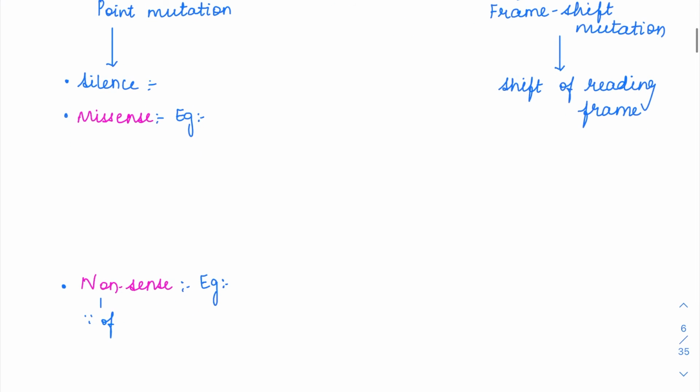The result of this point mutation is usually either a silent mutation, a missense mutation, or a nonsense mutation. A silent mutation is one in which, even though there has been a substitution, the change in the amino acid sequence has not resulted in an overtly apparent phenotypic change in the individual. That is what we call a silent mutation.